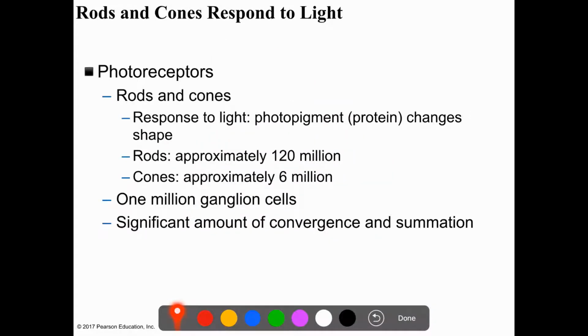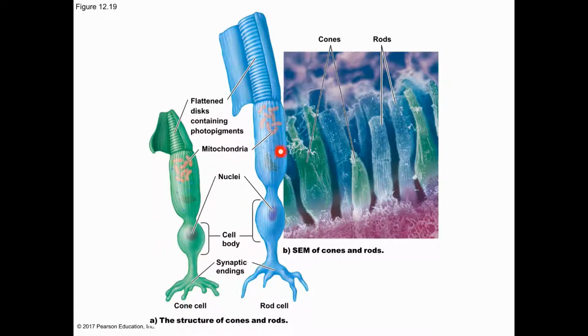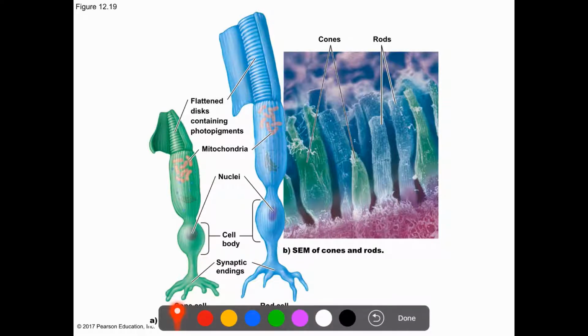For the photoreceptors, we said we have rods and cones. The rods get their name from their shape. These are the cones, these are the rods. Both respond to light because they have photopigments that are sensitive to light, although at different sensitivities. We have more rods than cones.